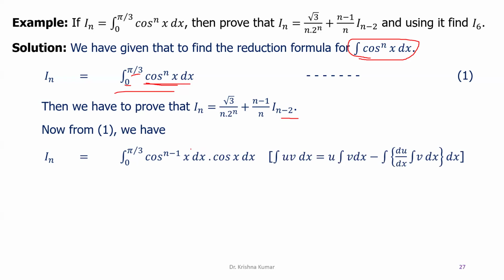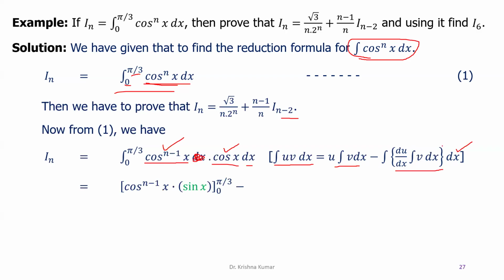So now we are breaking cos to the power n x into two parts: cos to the power n minus 1 x into cos x dx. This is our first function u and this is our second function v. So we apply integration by parts using this formula: the integration of uv with respect to x is equal to u times the integration of v, minus the integration of the derivative of u with respect to x into the integration of v dx, and the whole integration of this with respect to x.